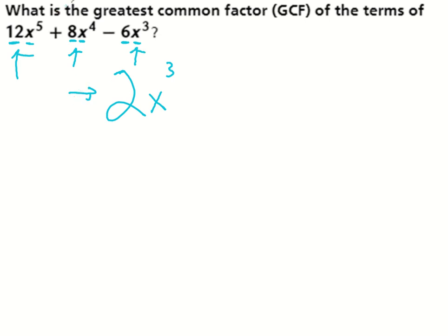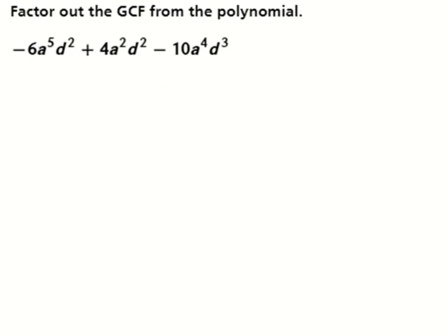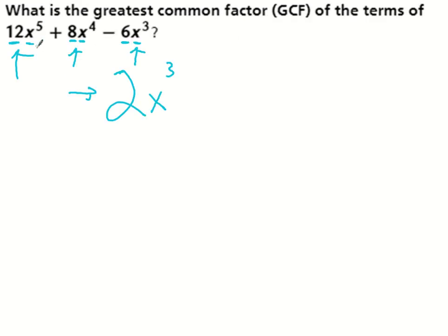Now, when we say factor out, what we're talking about is dividing. We are dividing each one of these by this value, but then we pull it out to the outside. It's almost like the distributive property backwards. So if I factor 2x to the third power out of all this, I'm doing 12x to the fifth power divided by 2x to the third. 12 divided by 2 is 6.